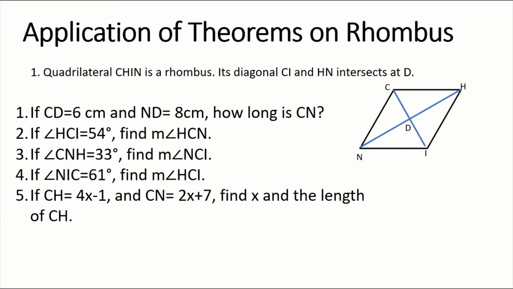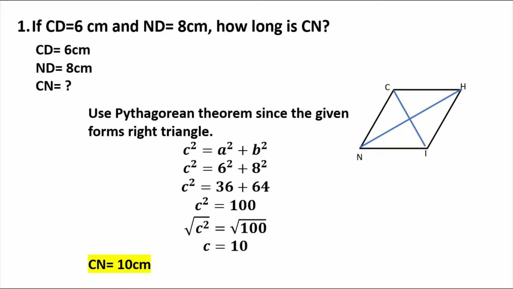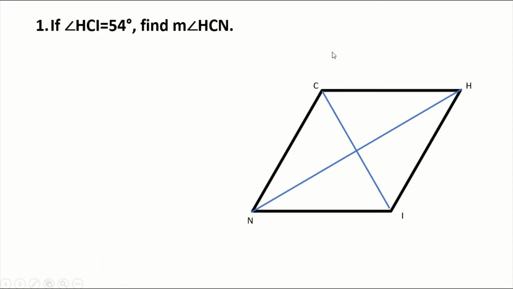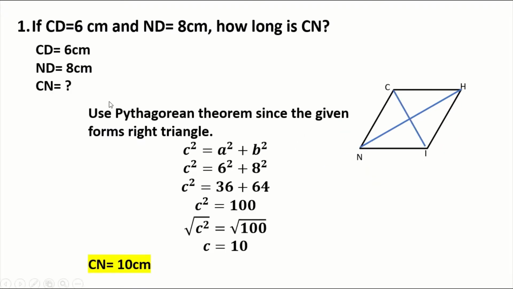So, let's proceed. Number 1. Oops. Lumabas agad. If CD is 6 cm and ND is 8 cm, how long is CN? So, number 1 given natin yan. Number 2 na pala yun. So, ito yung number 1 natin. CD is 6 cm, ND is 8 cm. What is the measure of CN?